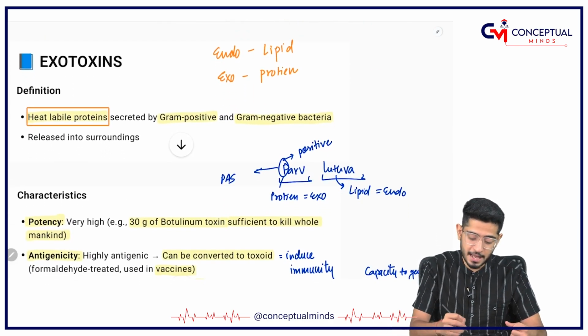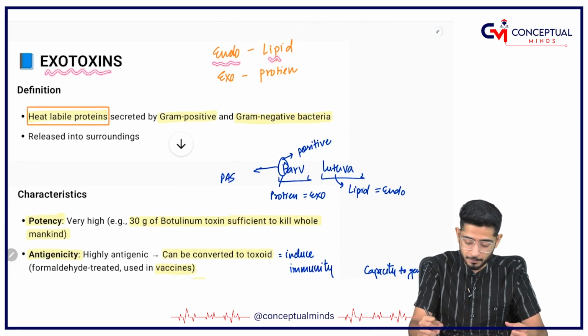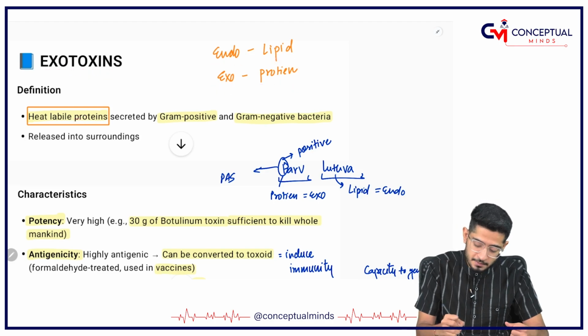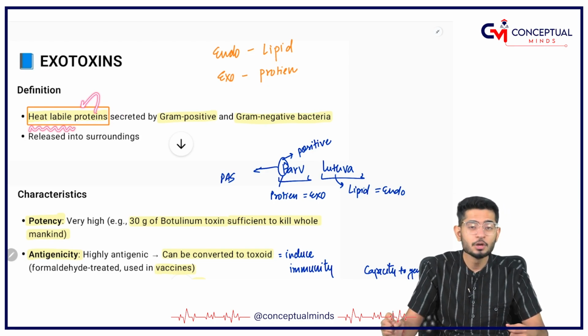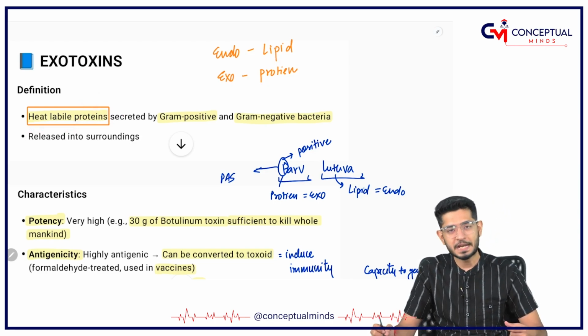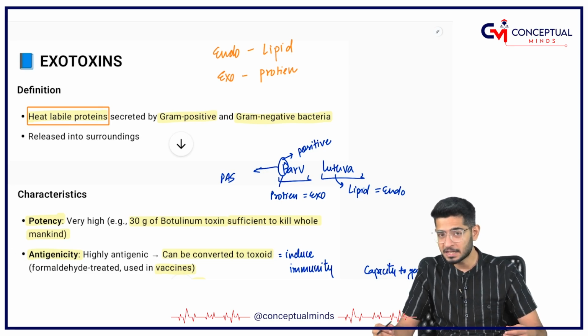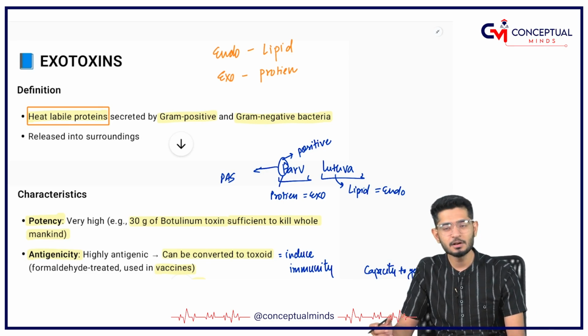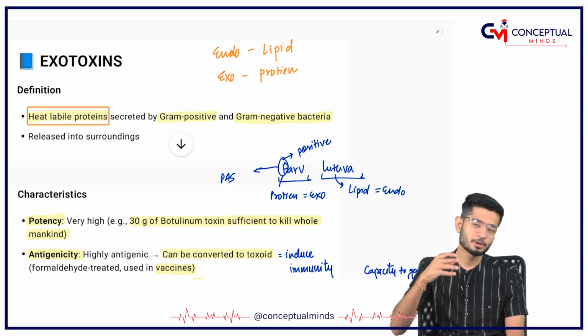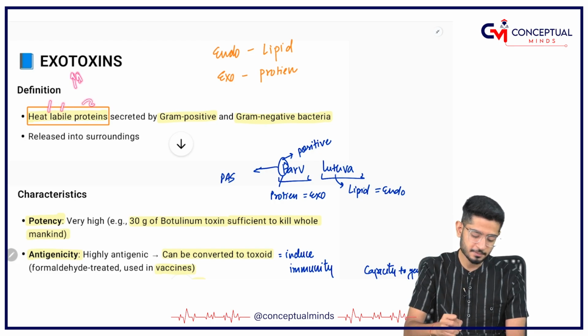Coming on to the next part, exotoxins. I've told you endolipid, exoprotein. These are made up of proteins, and generally proteins are heat-labile. So the exotoxins are heat-labile; they are going to get killed by heat. Have you heard of the gargles we do? In diphtheria, and even in pertussis, we tell patients to do hot water gargles, because the higher temperature is going to kill the exotoxins. So, heat-labile proteins.